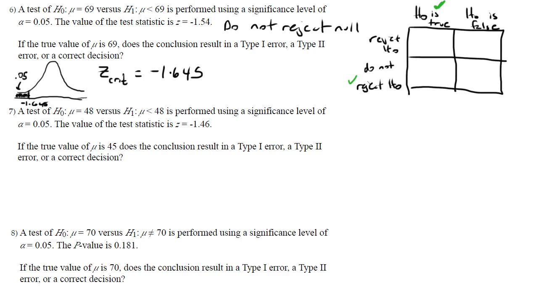Now here's the way this works. If the null hypothesis was true and you rejected it, then you made a type 1 error. If the null hypothesis was false and you didn't reject it, you made a mistake. That's a type 2 error. Otherwise, you made the correct decision.